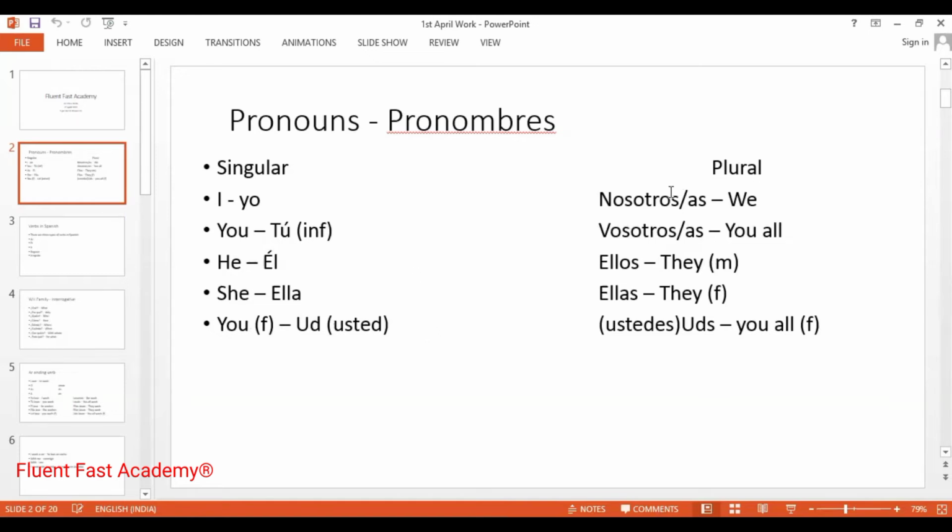Next is plural one. In plural we have nosotros, nosotras. That means we. So suppose you are a male person and I'm also a male. So we would say nosotros, right? And if you and me both are female, then I would say nosotras. Or if you are a female and I'm a male, we would also use nosotros. When we have only male, then nosotros. When we have male or female both, then nosotros. Or when we have only female, then nosotras.